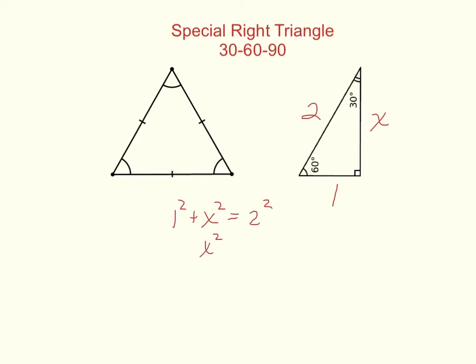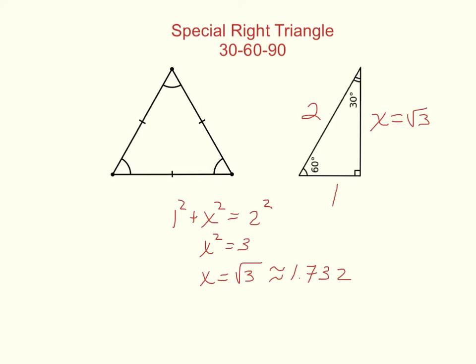And when we clean up this work, we learn that x is the square root of 3. And the square root of 3 is approximately 1.732. So that long leg here is more than 1.5, but less than 2. And what's interesting about this relationship is that the relationship of 1 and the square root of 3 and 2 is preserved no matter how large this triangle gets.